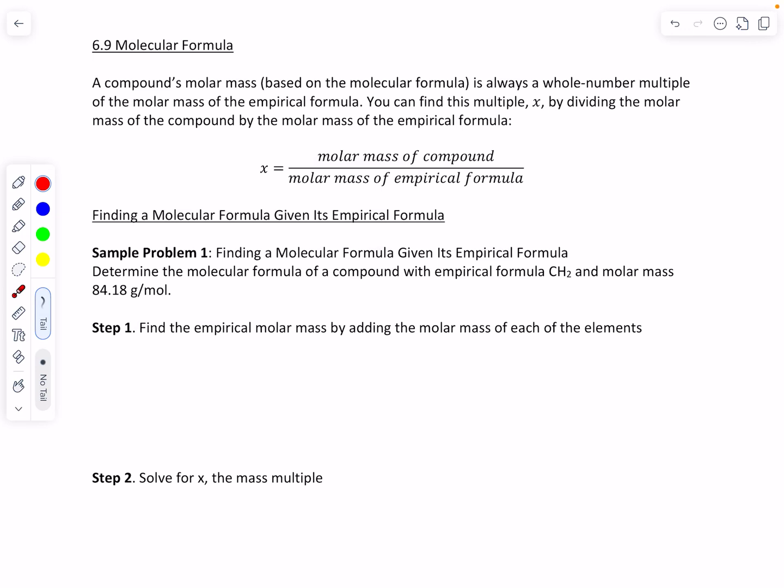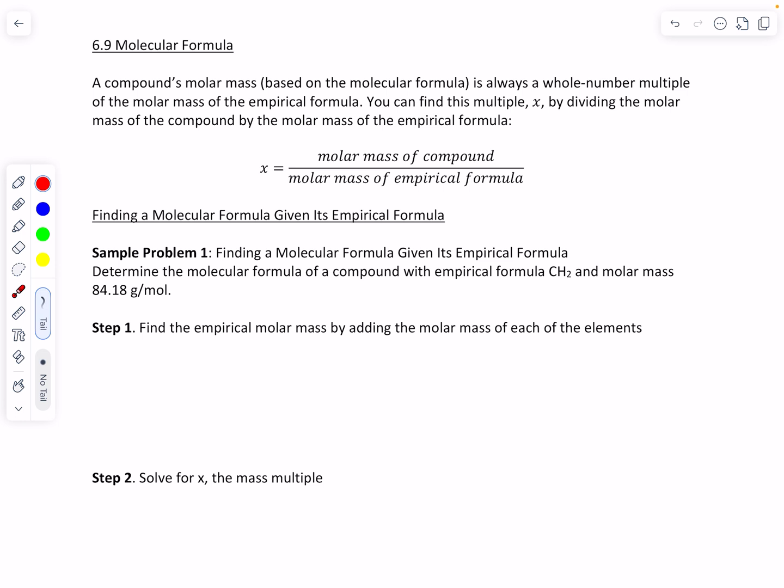6.9 Molecular Formula. A compound's molar mass based on the molecular formula is always a whole number multiple of the molar mass of the empirical formula. You can find this multiple x by dividing the molar mass of the compound by the molar mass of the empirical formula. Let's try a sample problem, finding a molecular formula given its empirical formula.